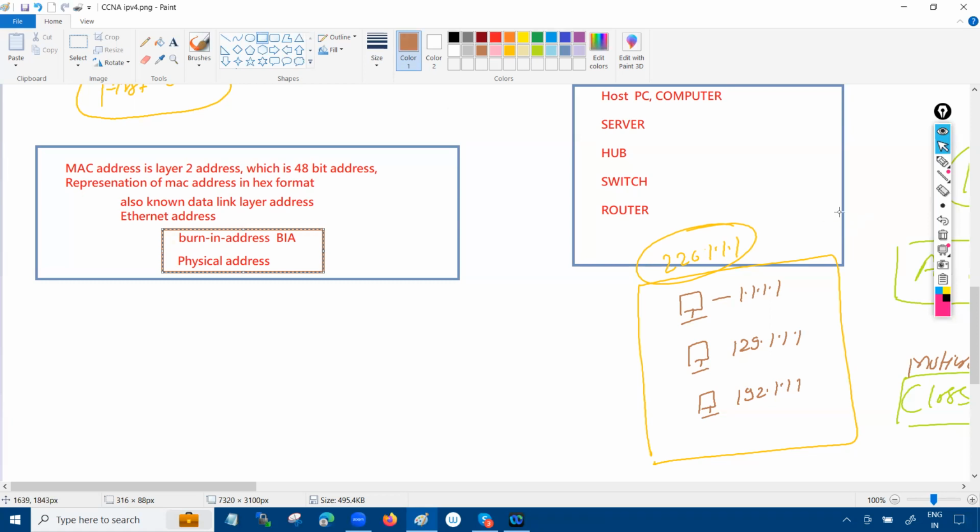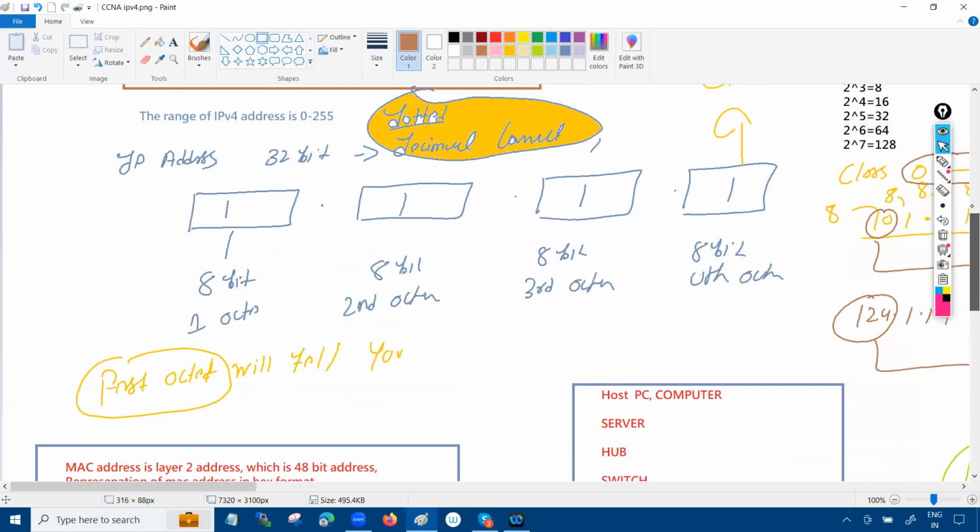The reason behind logical is what? You can see it, but you cannot physically touch it. That's the meaning of logical. All done. So that's what we have done.